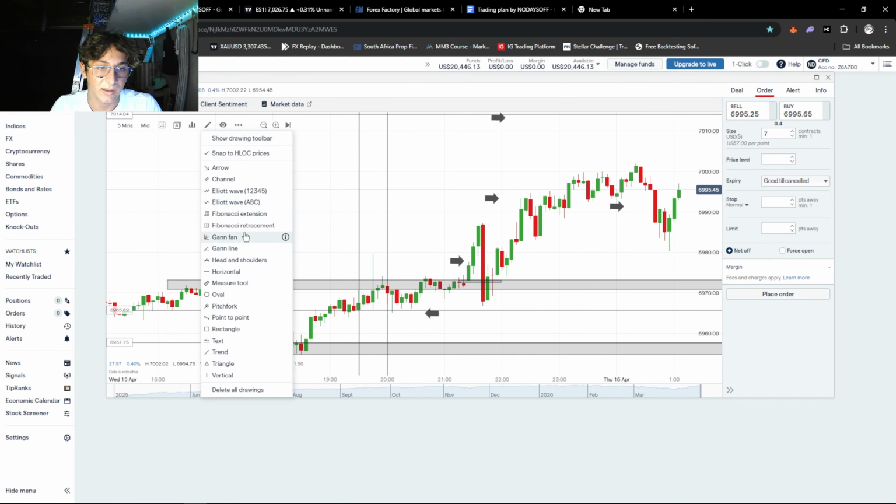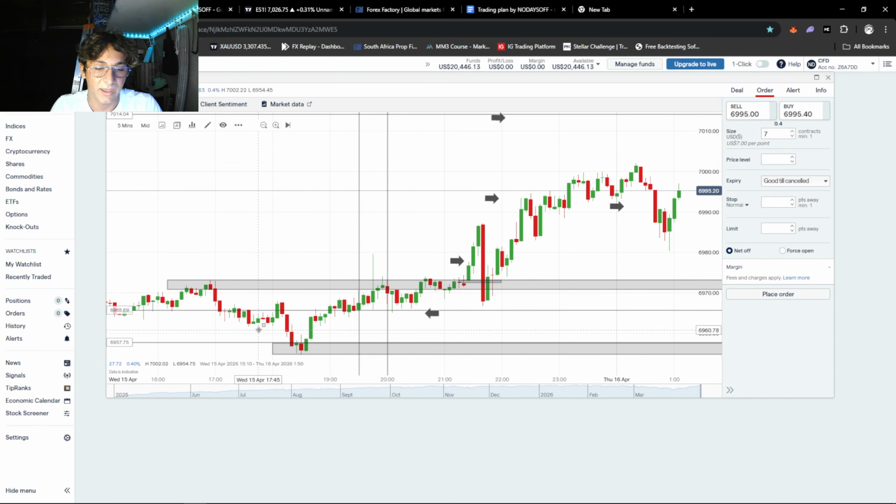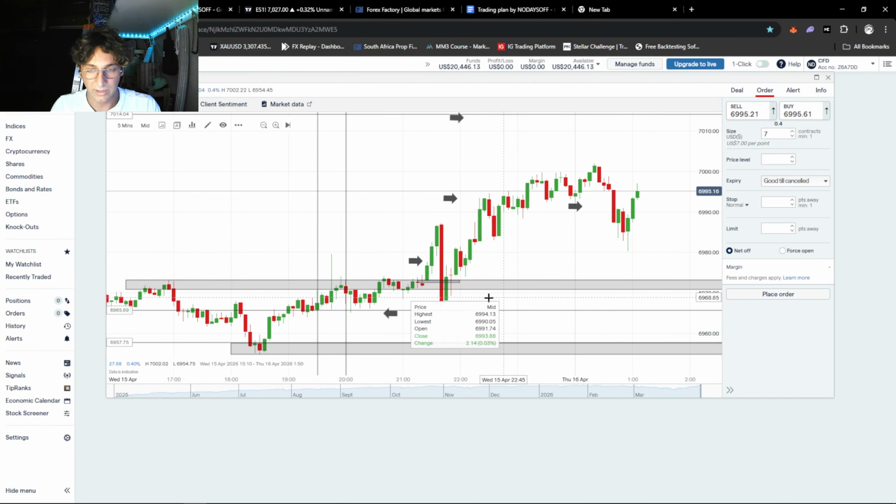Let me draw a rectangle to show you guys a little bit better. Here's the order block, and as you can see, we retested it right here beautifully, actually right here before we broke, and then we retested it. Then I entered, and luckily I placed my stop loss a little bit below that.